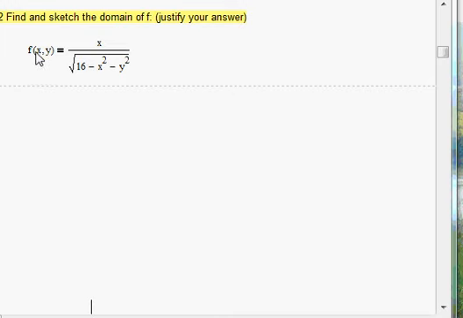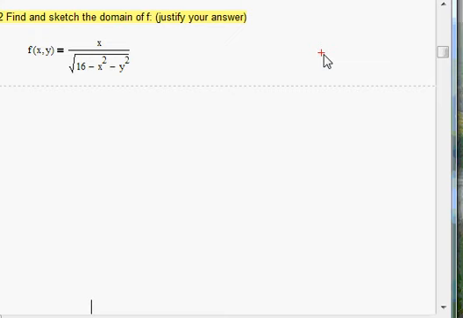of this function f of x, y equals x divided by the square root of 16 minus x squared minus y squared. What are the things to think about? Because I need to justify my answer. Well, one of the things we need to think about is, is it possible for the denominator to be equal to 0? And the answer is no, it's not.